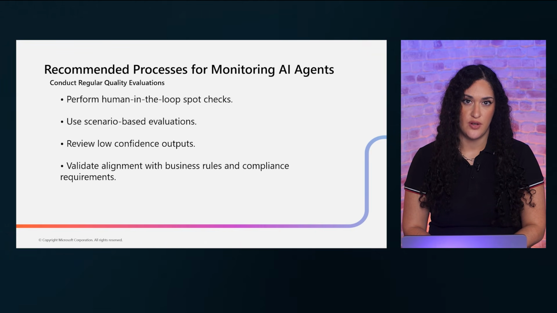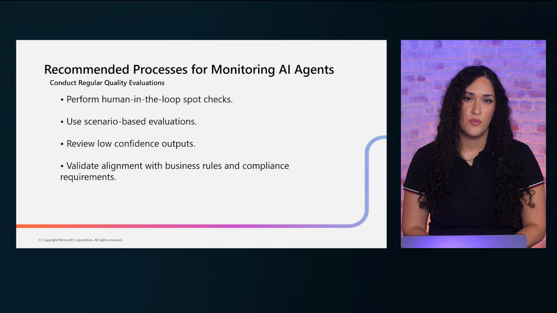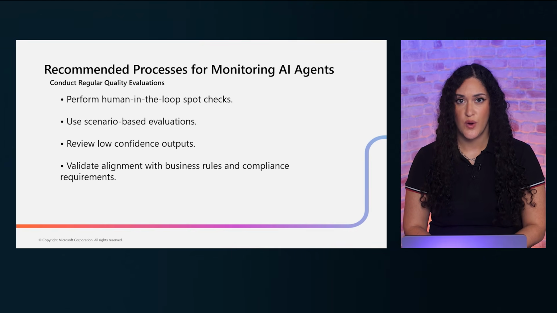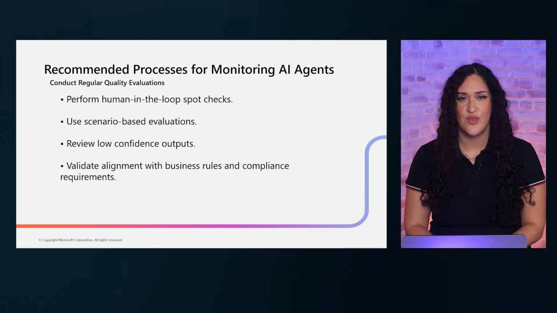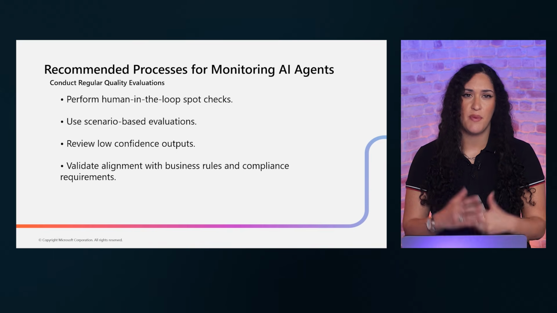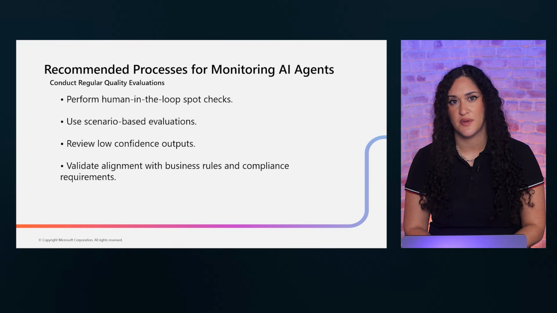Even with great automation and monitoring, you still need human eyes on agent outputs. This is what regular quality evaluations are about. Perform human-in-the-loop spot checks where real people review what the agent is producing. Use scenario-based evaluations to test how the agent handles realistic, complex situations, not just happy path cases. Pay special attention to low-confidence outputs because these are the ones most likely to be wrong or misleading. And always validate alignment with business rules and compliance requirements.